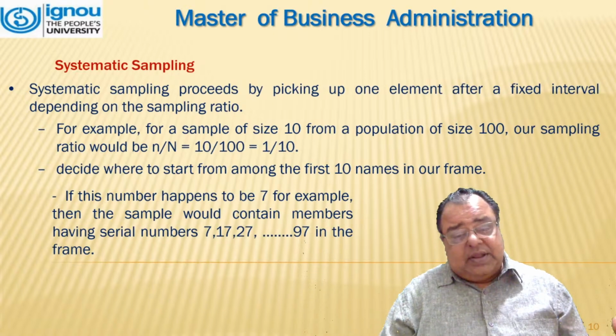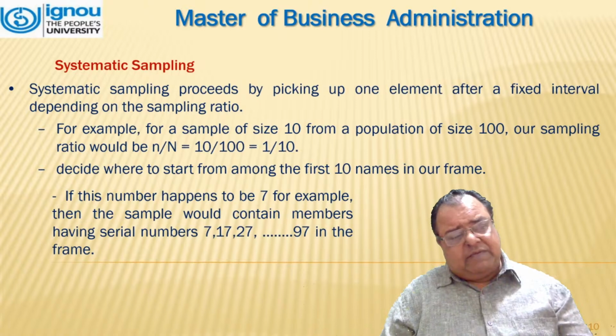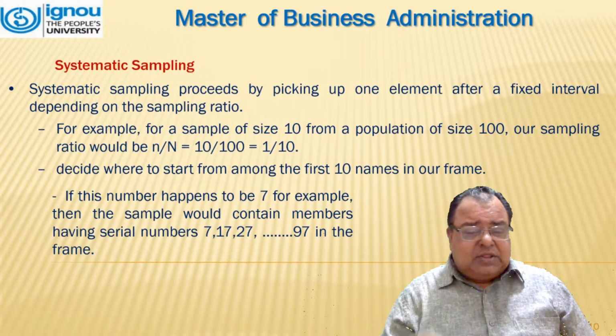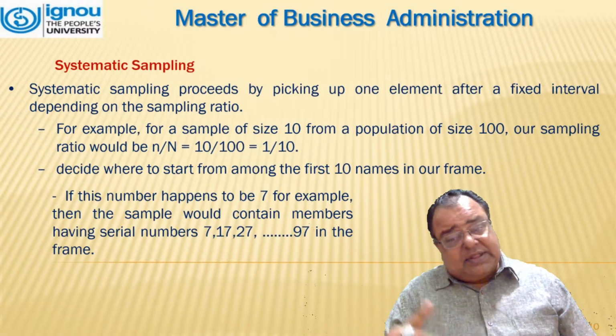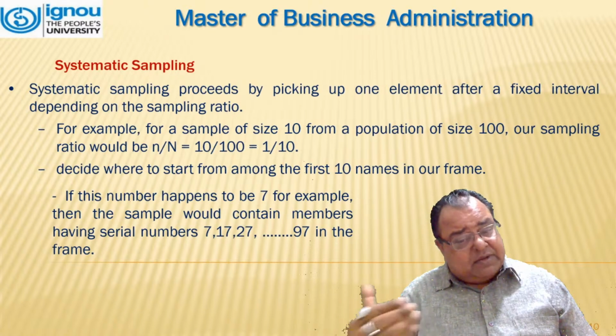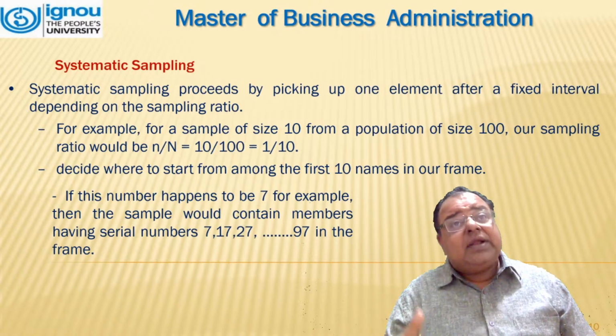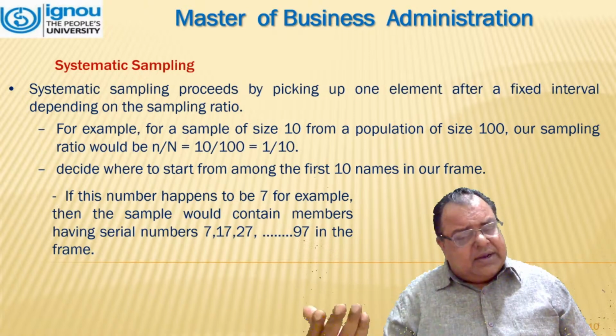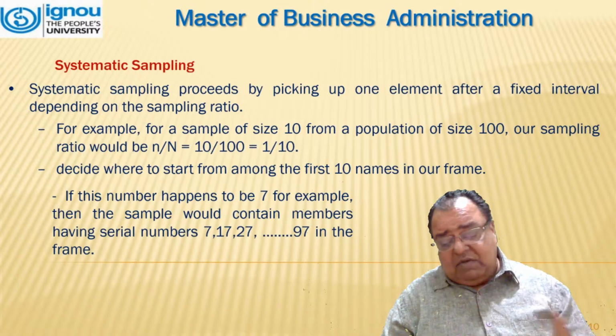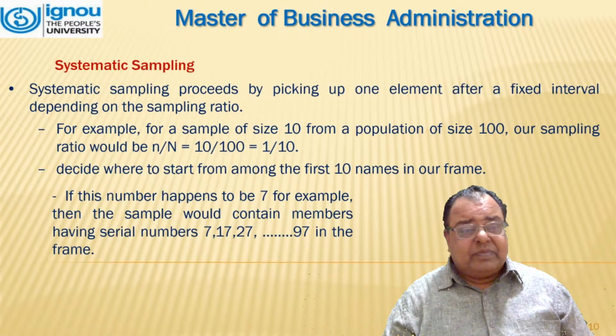That means if we started from the seventh element, the first element will be 7, then after a gap of 10, the second one is 17, 27, until 97. So that means we will always have a gap of 10.